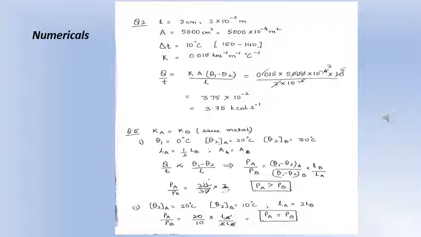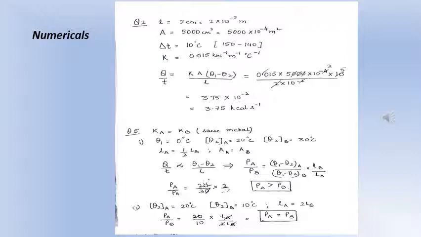The area of cross section and the thickness of an iron plate are given as 2 centimeters and 5000 centimeters square. As you can see in the solution, they have been converted into their SI units. The temperature of the surfaces theta1 is 150 degrees Celsius and theta2 is 140 degrees Celsius. So we have to calculate the rate of heat transmission. The coefficient of thermal conductivity for iron is 0.015 kilocalories per second per meter per degree Celsius.